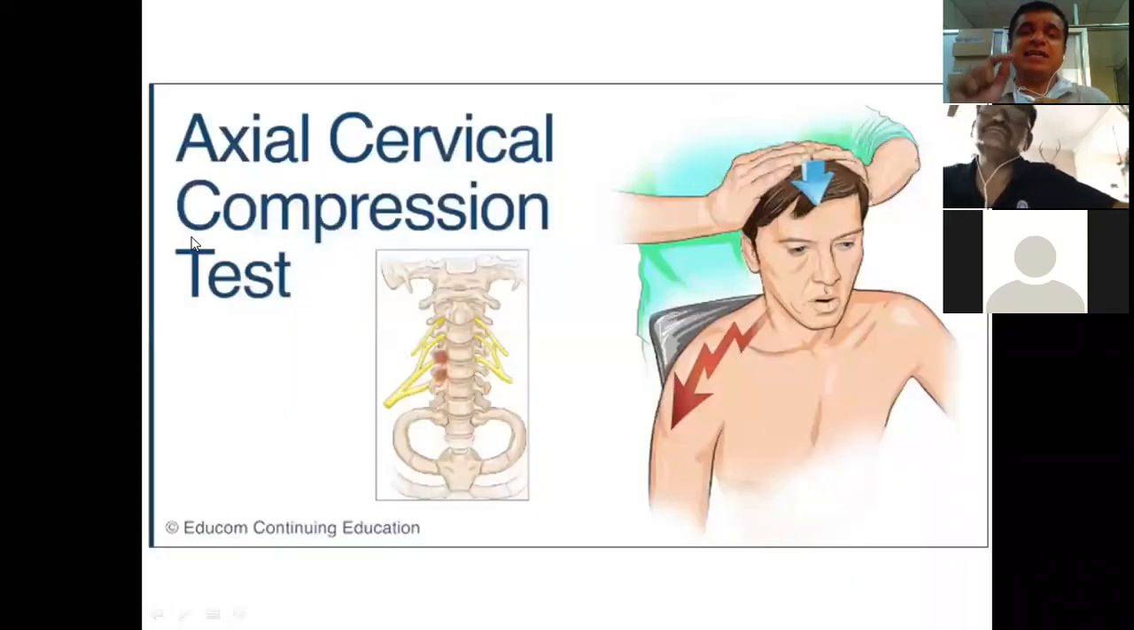Next is the axial cervical compression test. When the patient is sitting on a stool or a couch, you put your palm over the head of the patient and give axial compression downwards. What happens? Here also the neural foramen gets narrowed down, pinching the nerve root. The patient will have reproduction of the cervical radicular pain. This is called the axial cervical compression test. This is not very specific, but in most of the patients, it is positive.